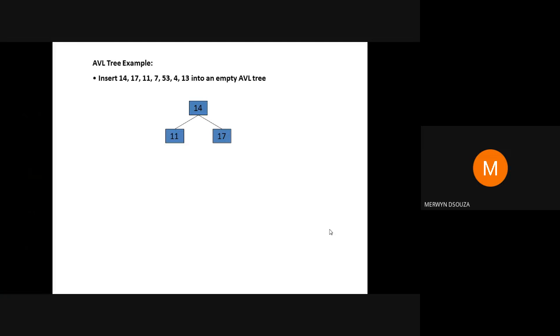So I showed you till here. Okay. So like that you have to keep inserting. You are just inserting values in a binary search tree. Imagine that this is a binary search tree because it is a special type of binary search tree. Next you are going to insert 7. 7 will be inserted on the left side of 11.